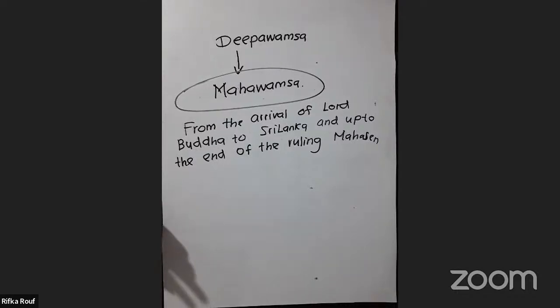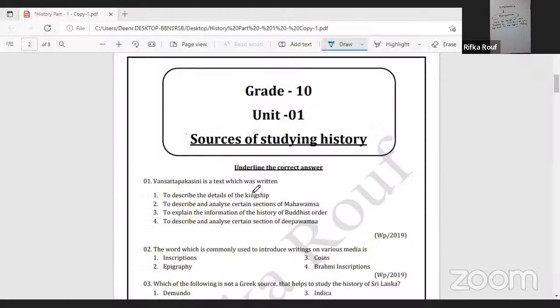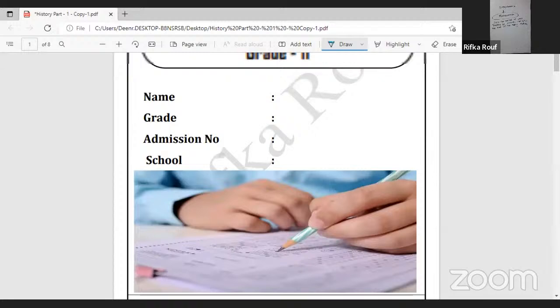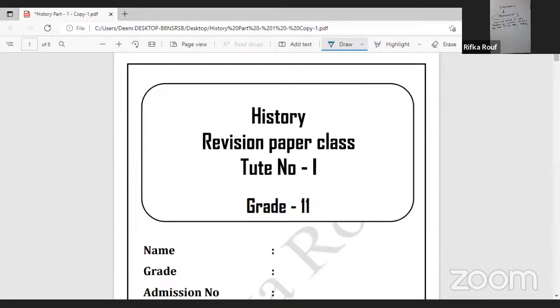So remember, children, I'm giving you a short description about it. Now, when we are discussing this tute, this is the tute that I have provided. Children, did you all get this tute? This is the tute of grade 10 unit 1. So this is the first tute, History revision paper class, tute number 1.